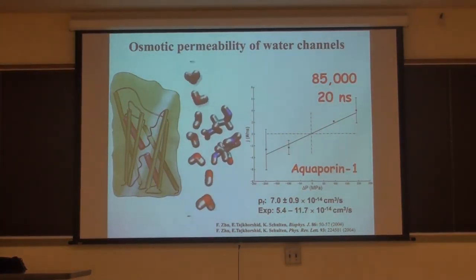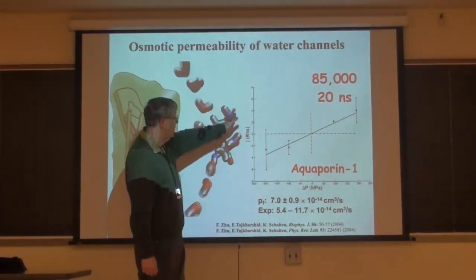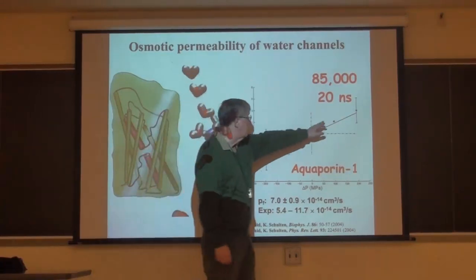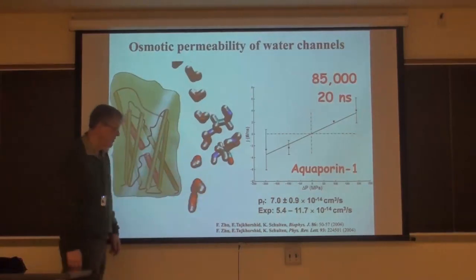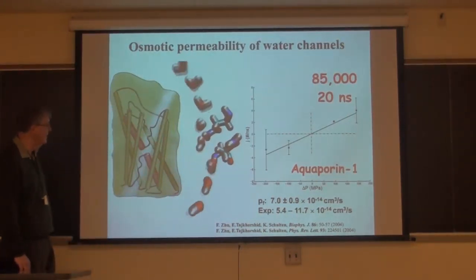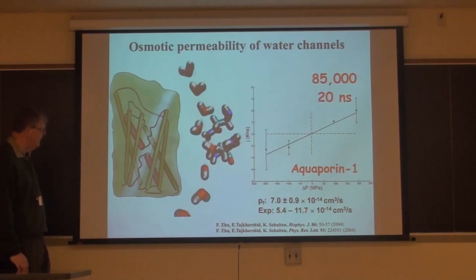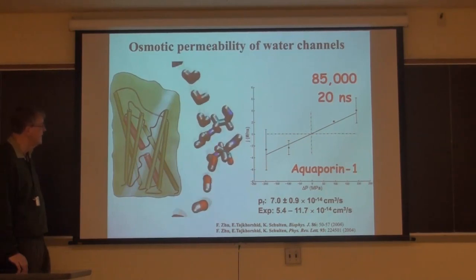You find here the pressure change. This is a water current, and you're getting the measurement and the line from the simulation. They agree very nicely. But now you also want to know why do these water channels conduct only water and not ions?